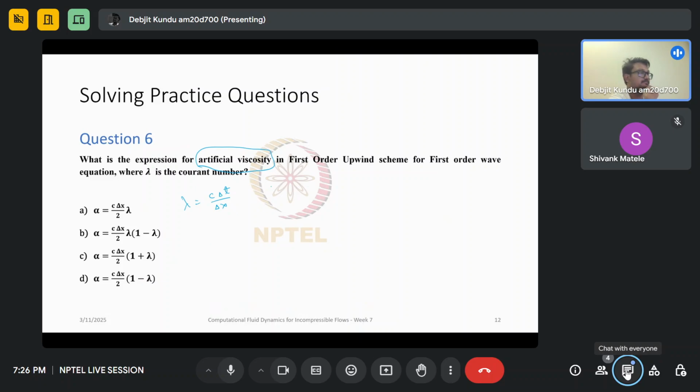So you get this from the modified equation, basically: dou phi dou t equals minus c dou phi dou x plus something. So there's actually alpha into dou 2 phi dou x square which appears. So what is the expression for this alpha? Take a guess.